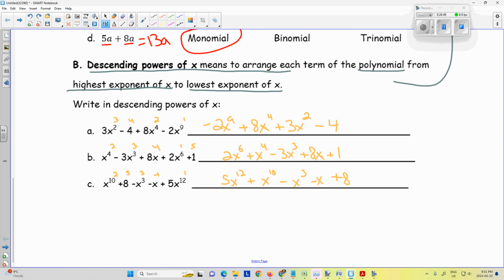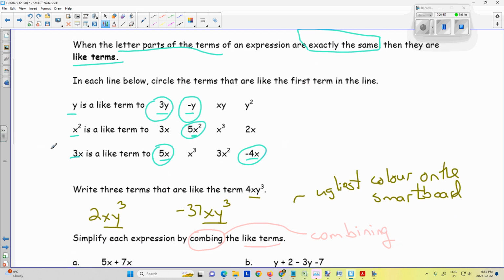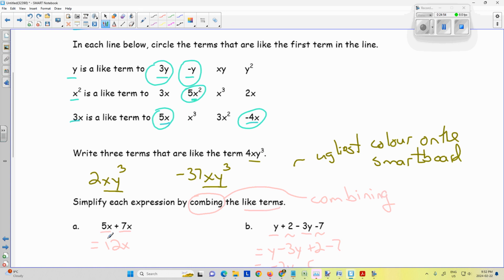Go to our next page. We looked at what like terms are. And we started to identify and use little ways to note the different terms by combining the like terms. We looked at perhaps the ugliest color on the smartboard.